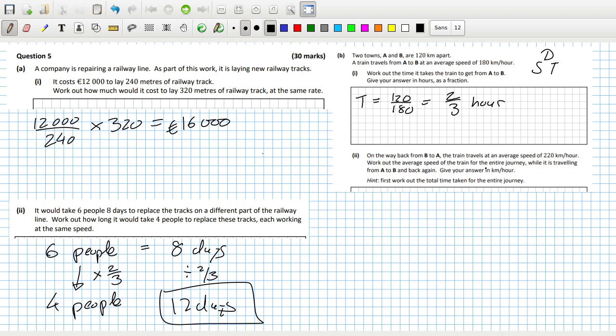On the way back, the train has an average speed of 220. Work out the average speed of the train for the entire journey. Okay, so we have to work out the total time first. So the time for the journey back would be distance over speed. So that's 6/11 of an hour.